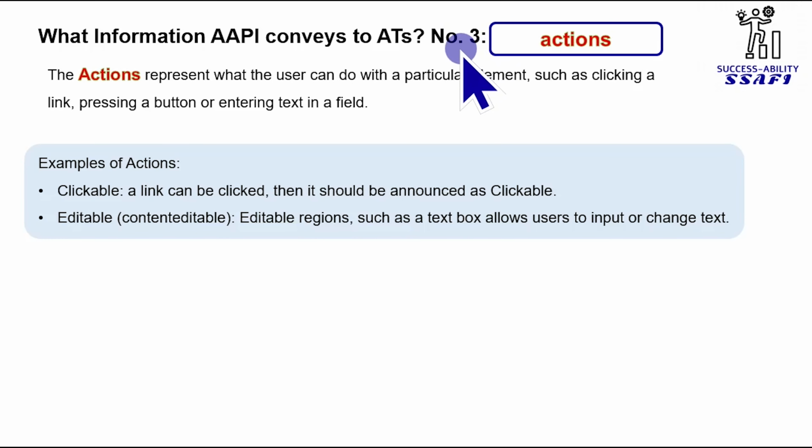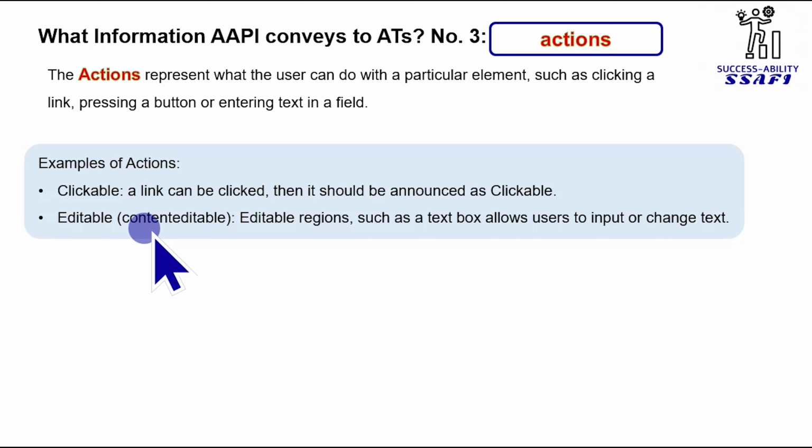The third piece of information that is transmitted to an assistive technology via the accessibility API is actions. Actions represent what the user can do with a particular element. As you recall, when we have a link, the type is a link, the action is clicking. For a button, the type is a button, but the action is pressing. For a text input field, the action is editing, which means entering text inside the field. Okay, more examples. So clickable. A link can be clicked, so it should be announced as clickable.